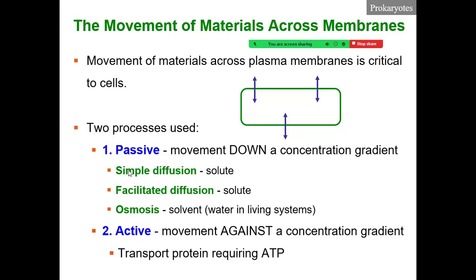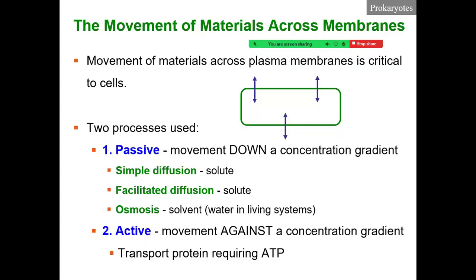All right, let's return to the passive movement. So the passive movement, where the molecule moves down its concentration gradient, occurs by three means. Simple diffusion, where a solute moves from areas of higher concentration to areas of less concentration. Facilitated diffusion, where once again a molecule moves from areas of higher concentration to areas of lower concentration.